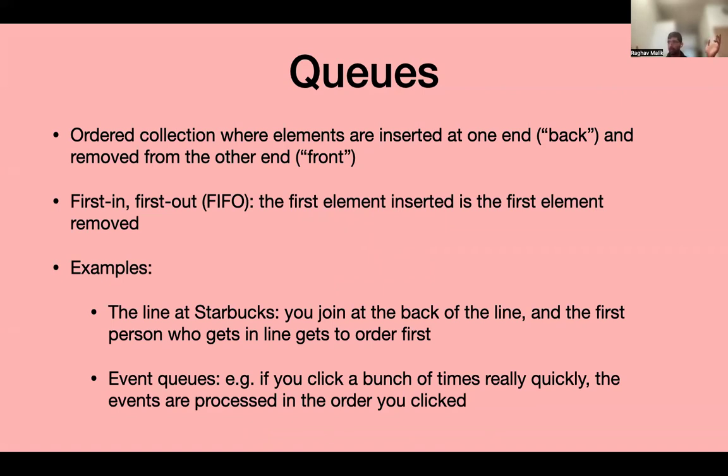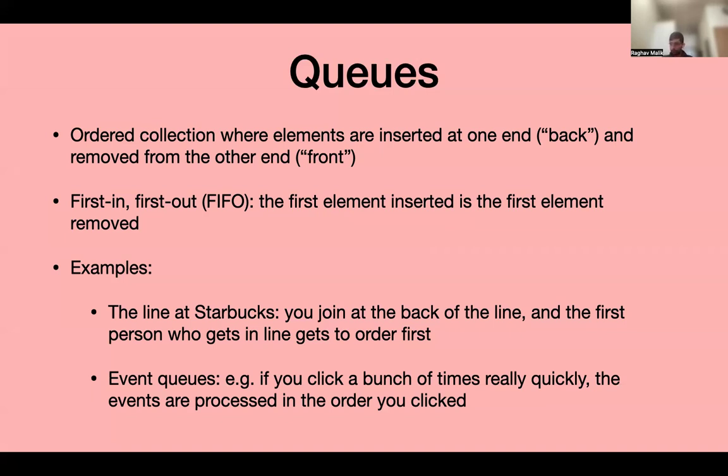In particular, you'll see FIFO queues, right? First in, first out. The first element that we insert is the first element that gets removed. For example, the line at Starbucks, right? When you go to Starbucks, you join at the back of the line, and the person in the front of the line is the person who got in the line first, and they get to order first, and then it proceeds that way. New people join at the back, and then people get served at the front.